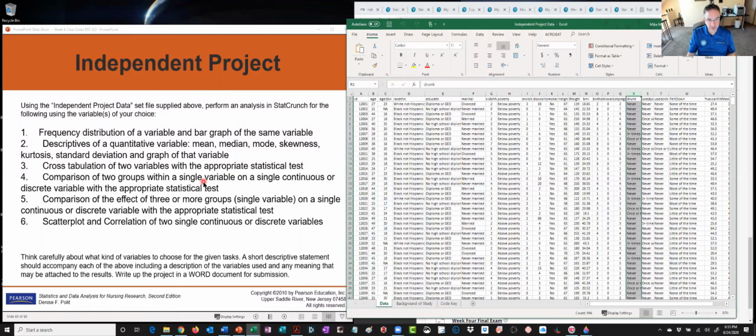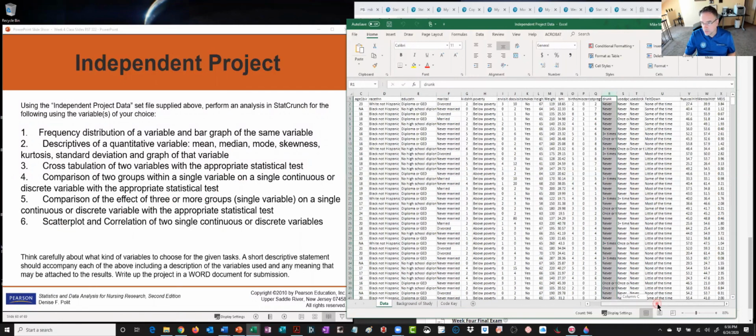Comparisons of 2 groups within a single variable, so appropriate test. This one's going to be our 2 sample t-test. And remember, if there's no 2 groups, you're going to have to split the data, just like we did in week 2. So this one's a 2 sample t-test. Number 5, 3 or more groups, right? That's our ANOVA. And number 6 we did tonight with a scatter plot and correlation. Now this one you can do with 2 interval ratio variables. We've got a bunch here to do. And you can correlate them. And again, do the appropriate test for that one as well that we went over tonight.